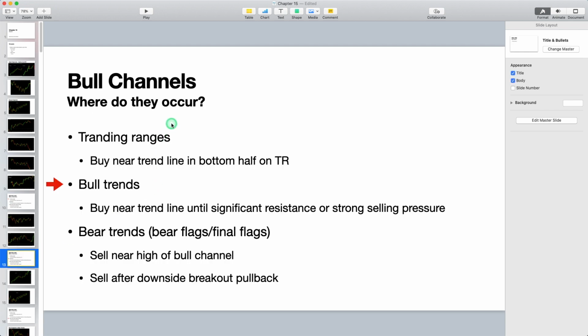The other area where bull channels can occur is in bull trends. And so Al says that when you have a bull channel in a bull trend, or when the market's clearly trending up, you can buy more indiscriminately in the bottom half of the channel.